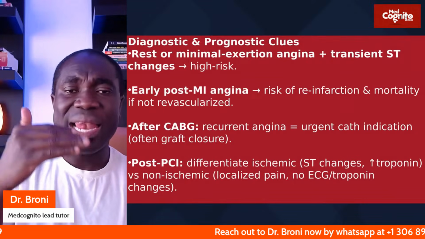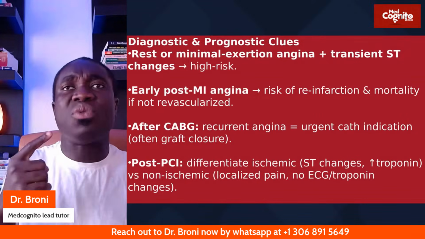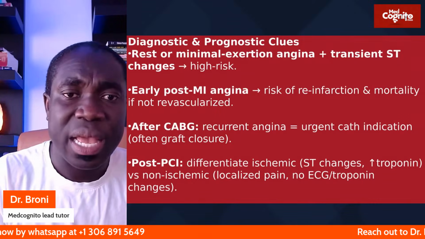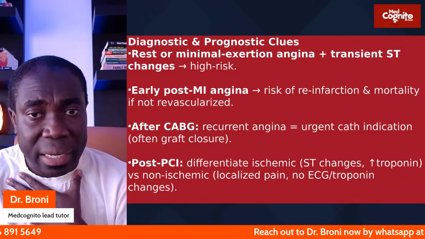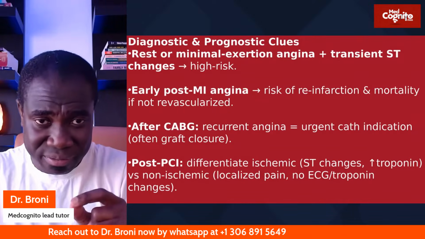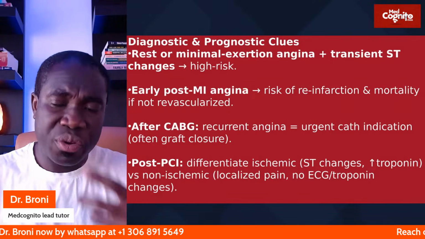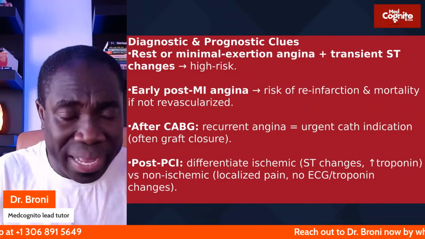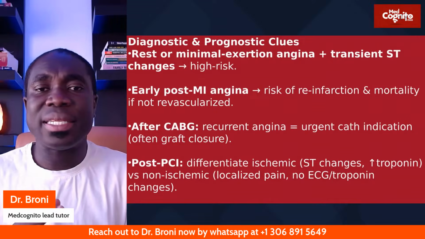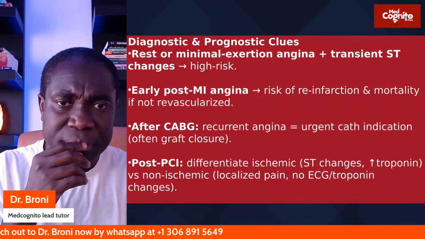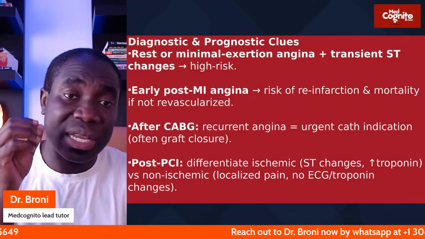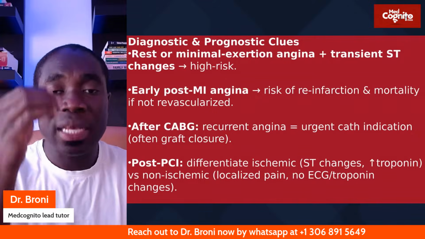Number 2, early post-MI angina. If you have a patient who has had myocardial infarction, the patient was taken to the cath lab, has come out, and within 48 hours is having chest pain again, that means there's a high risk of reinfarction and a high risk of death if not revascularized. And what about if it's occurring after a CABG, where the patient is having recurrent angina? That means this patient must be sent to the cath lab urgently, because that can be disastrous.